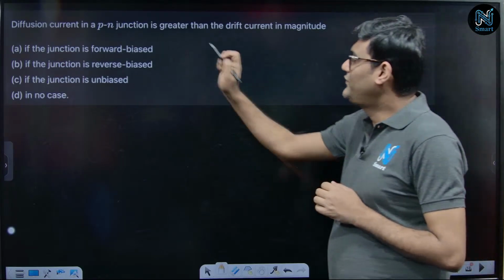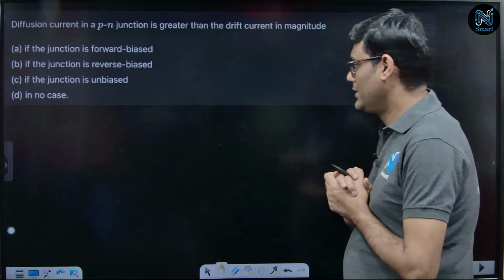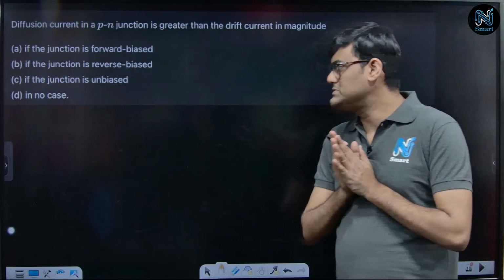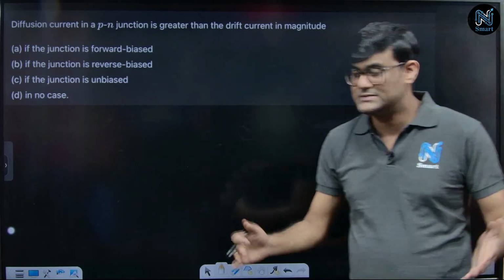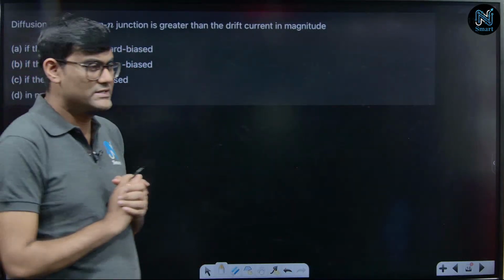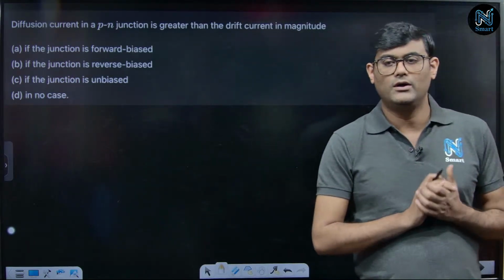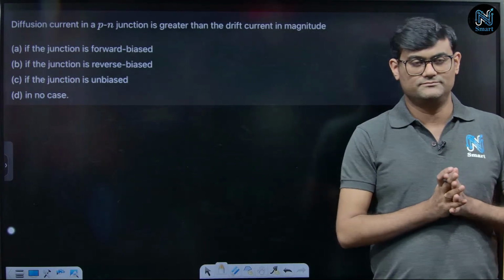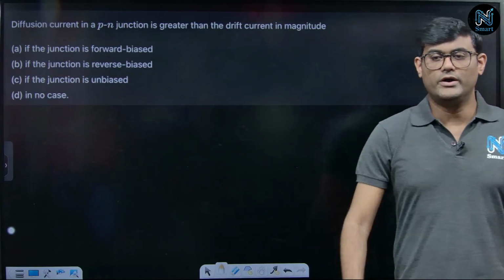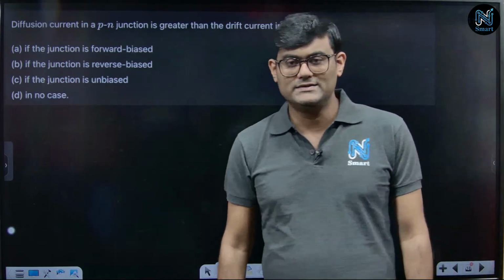Next question says diffusion current in a PN junction is greater than drift current in magnitude. Okay. Now the options are: A, if the junction is forward biased; B, if the junction is reverse biased; C, if the junction is unbiased; and D, in no case. Can you think for a moment about this situation? Already I have spoken about this situation. So can you think and find the correct answer? Okay students, so I think that you have got your answer. Let me tell you my answer in this particular question.